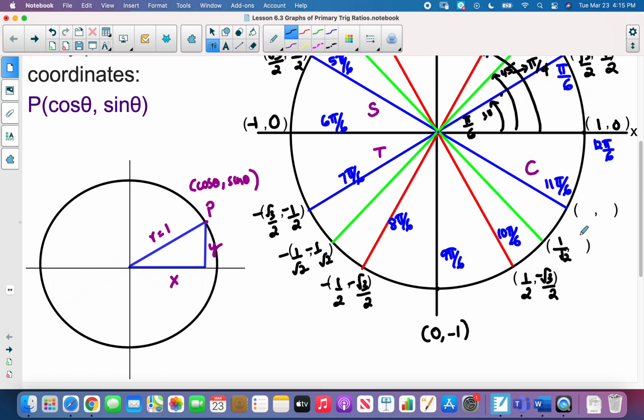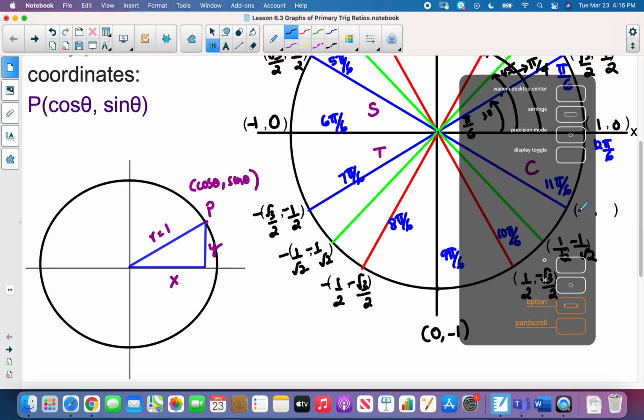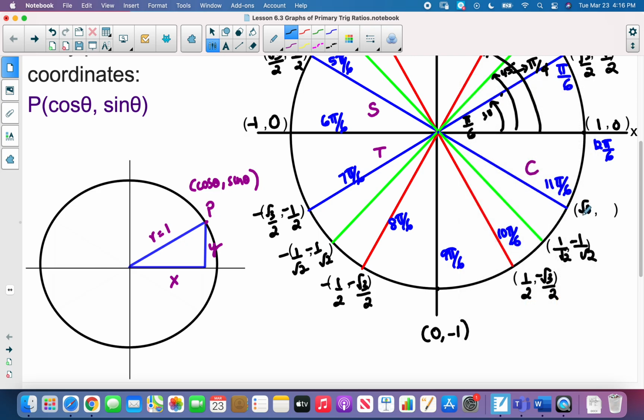1 over root 2. But cos is positive, sine will be negative. And these will be the same as these here, root 3 over 2 and 1 half, but sine will be negative. So we can use this now to find the exact measures of angles.